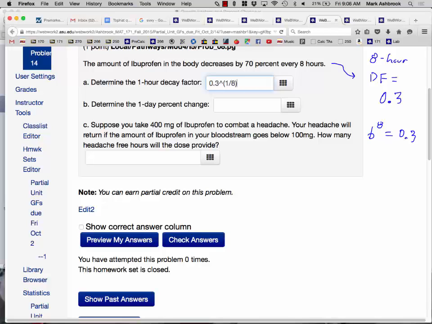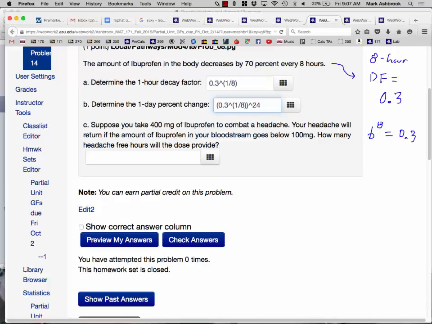So it's going to come from the 1 day growth factor, yeah? It's going to come from the 1 day growth factor. So we need that. If the 1 hour growth factor is 0.3 to the 8th, then what is the 1 day growth factor? How many times would you multiply by the 1 hour growth factor to be the equivalent of 1 day? 24. You could also do the 8-hour growth factor to the third if you wanted.